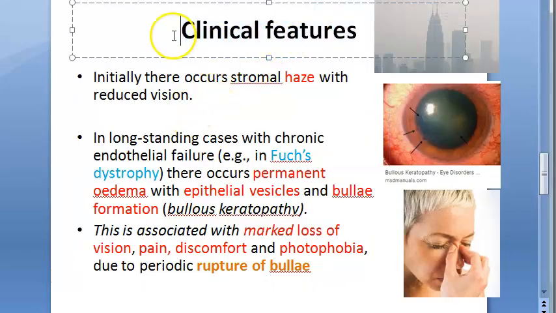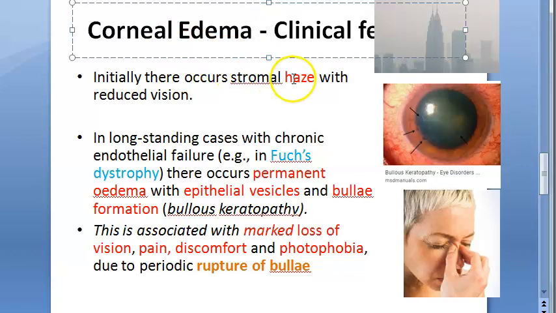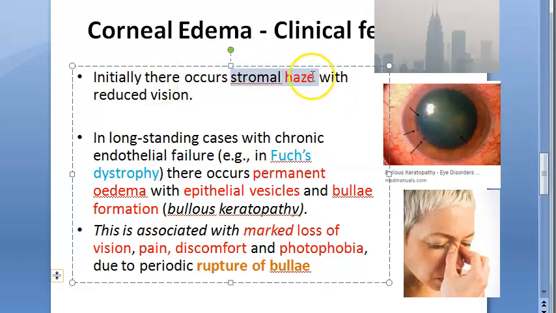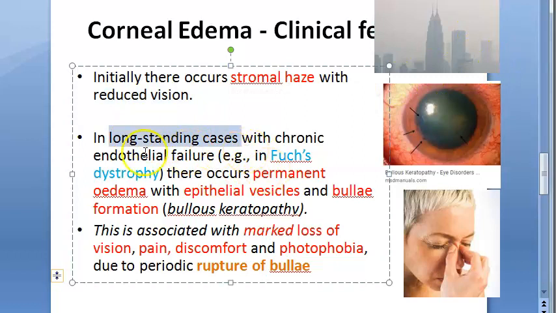Clinical features of what? Of corneal edema. So initially what will be there? Stromal haze. You know what stroma is, right? So initially stromal haze, that will cause reduced vision. Then in long-standing cases, there will be chronic endothelial failure. Example in Fuchs dystrophy, obviously the endothelial cells are dying. That's what we read, right? So there is permanent edema.